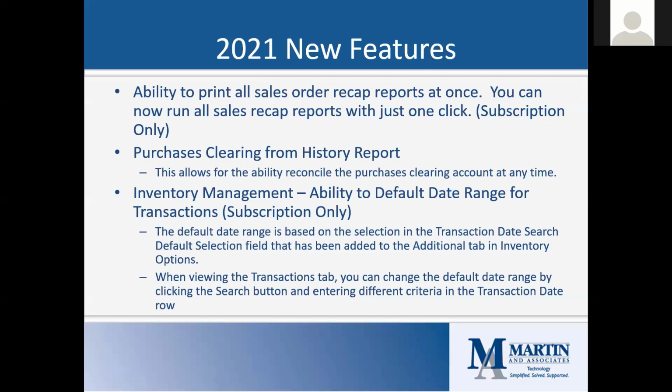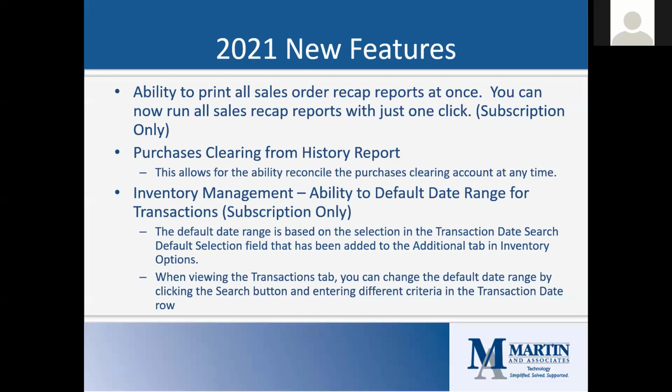When you ran it, that was the data at that point. You couldn't go back and say, okay, I'm on June 17th, what did my purchases clearing report look like on May 31st? You didn't have the ability of doing that. They have now added that feature in 2021. So it's a very nice feature when you're trying to reconcile that GL account.